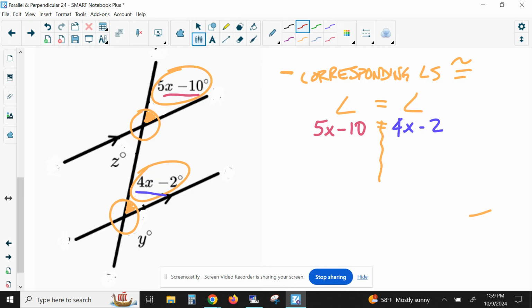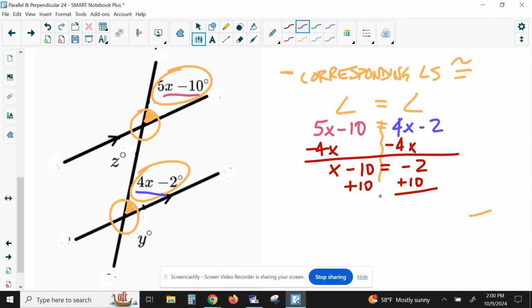Okay, how'd you guys solve this? What did you do first? Subtract 4x on both sides. I'm going to do that because if I have variables on both sides, I'm going to get rid of one of them. So 5x minus 4x just gives you 1x or x, right? Minus 10 is equal to what? Negative 2. Don't lose that negative over there. Then what? What'd you do next? Add 10 on both sides. So we have x on this side is equal to negative 2 plus 10, 8.